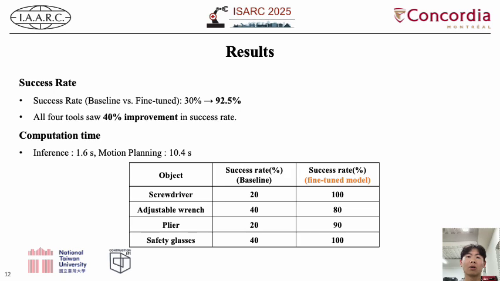Here are our quantitative results. After fine-tuning, the average success rate jumped from 30% to 92.5%, with each tool showing at least a 40% improvement. The detailed results are shown in the table. We also measured computation times. Inference takes about 1.6 seconds, and motion planning takes around 10.4 seconds, for a total of roughly 12 seconds per grasp.